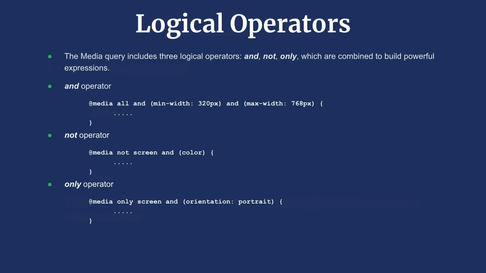The media query includes three logical operators: and, not, and only, which are combined to build powerful expressions. We have the AND operator. For example, if you want to target screens between 320 pixels and 768 pixels, we can use this AND operator to combine two screen sizes. So between 320 pixels and 768 pixels, those are the queries where the styles will be applied. Okay, let's see this AND operator practically.